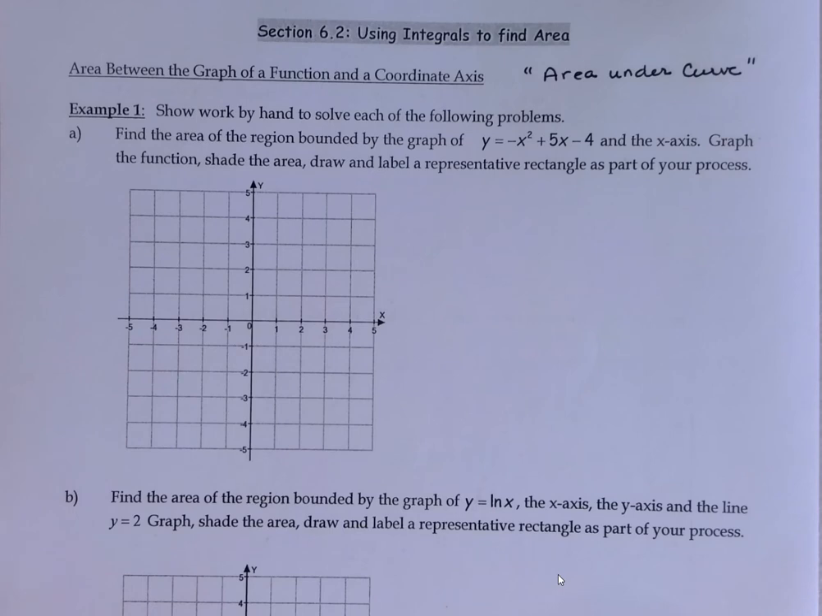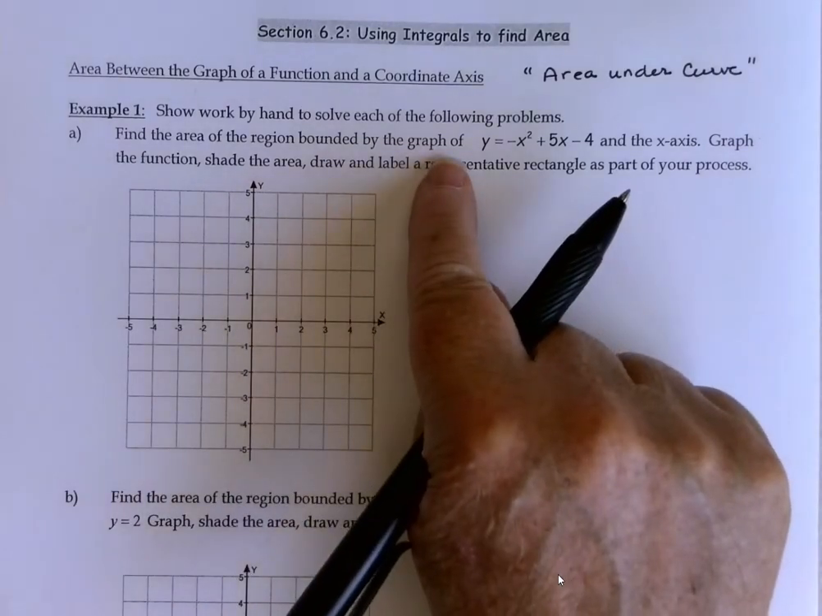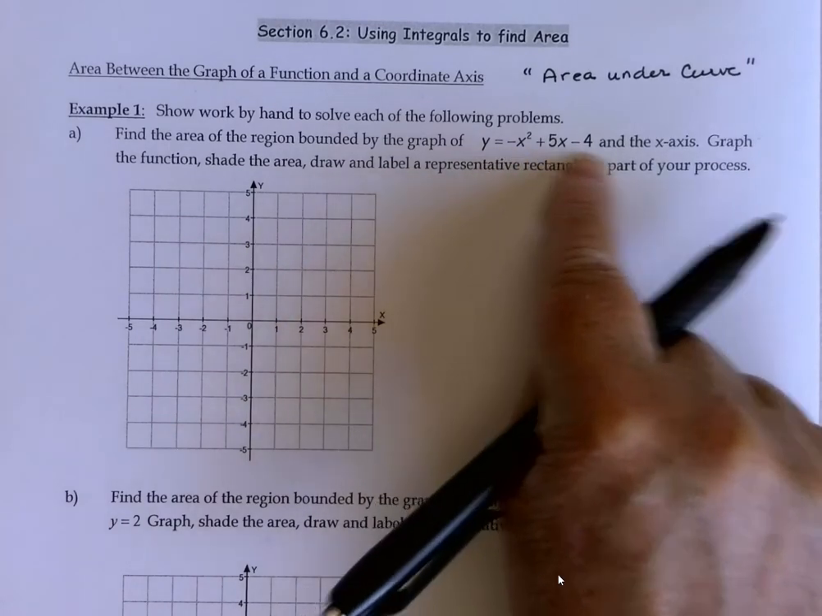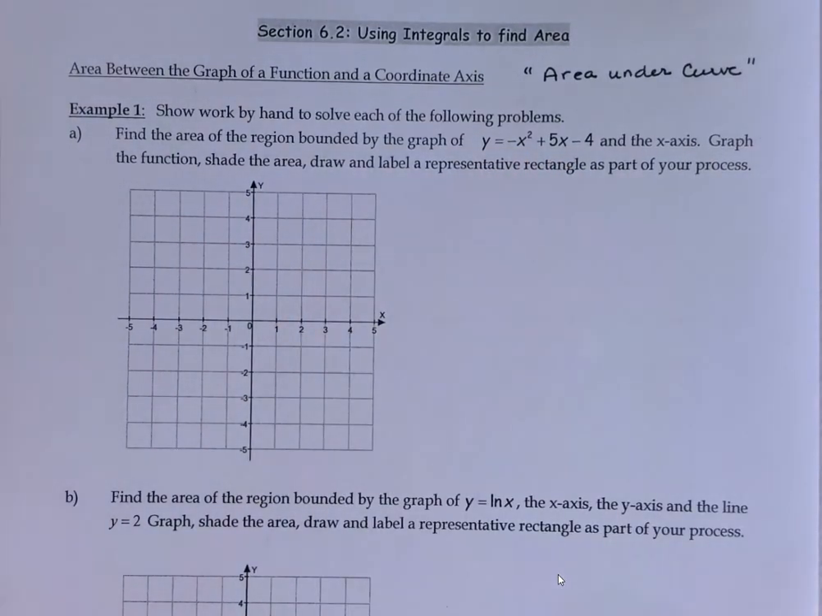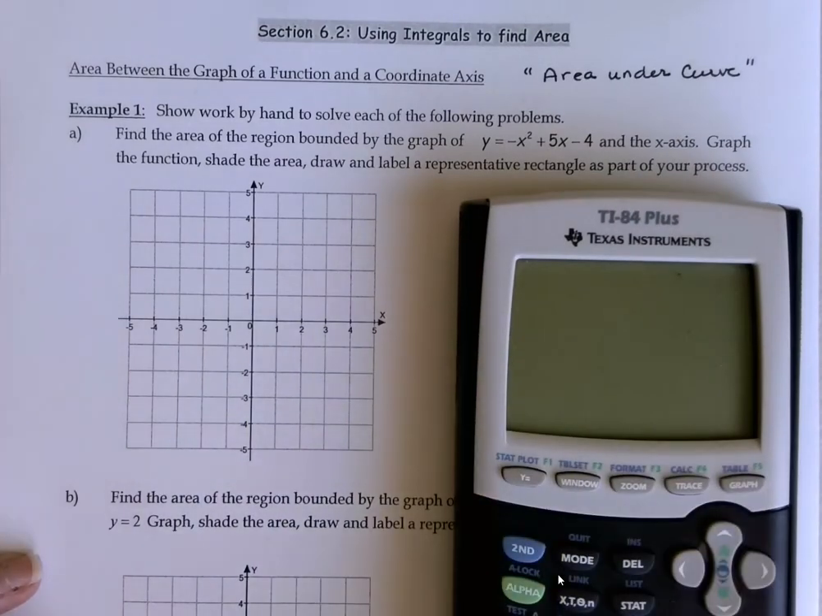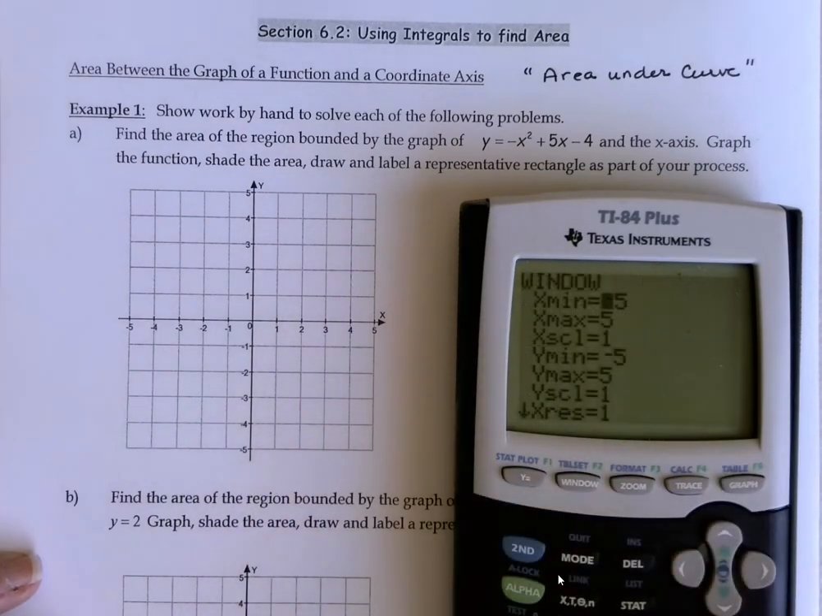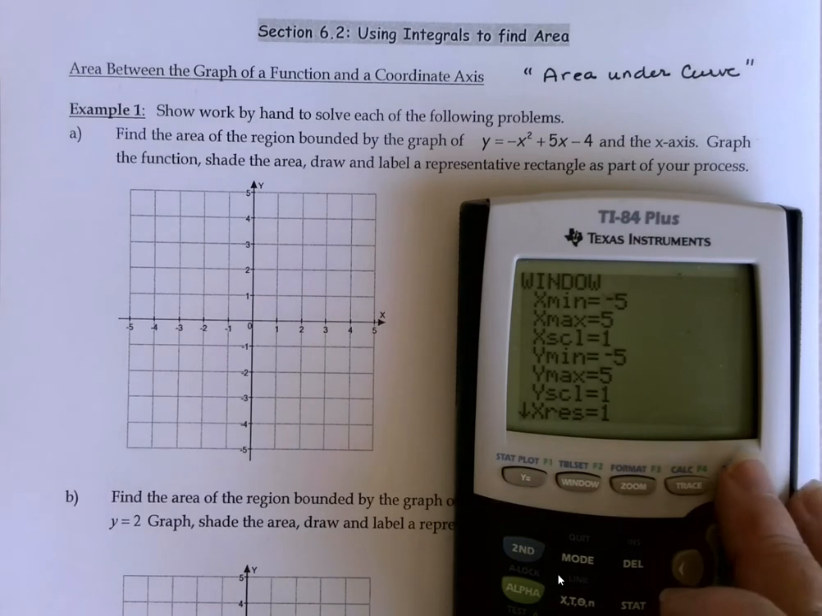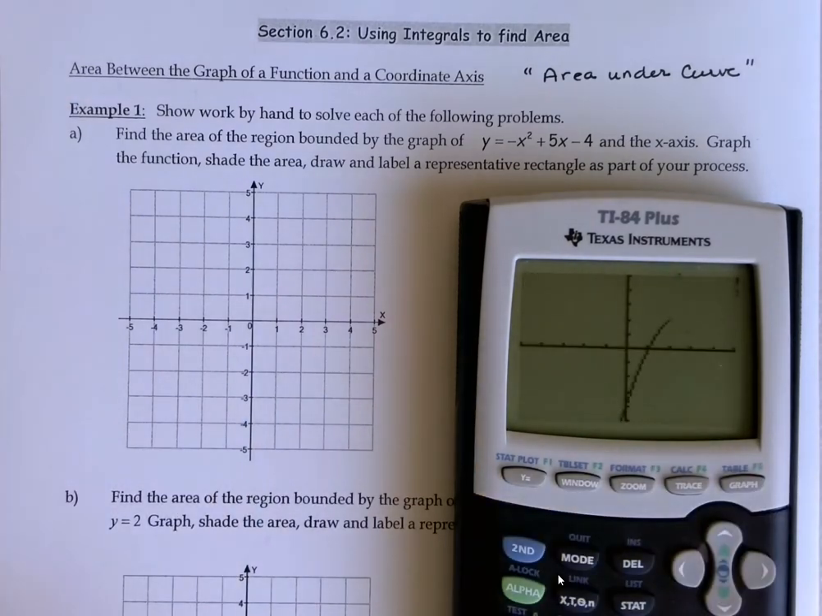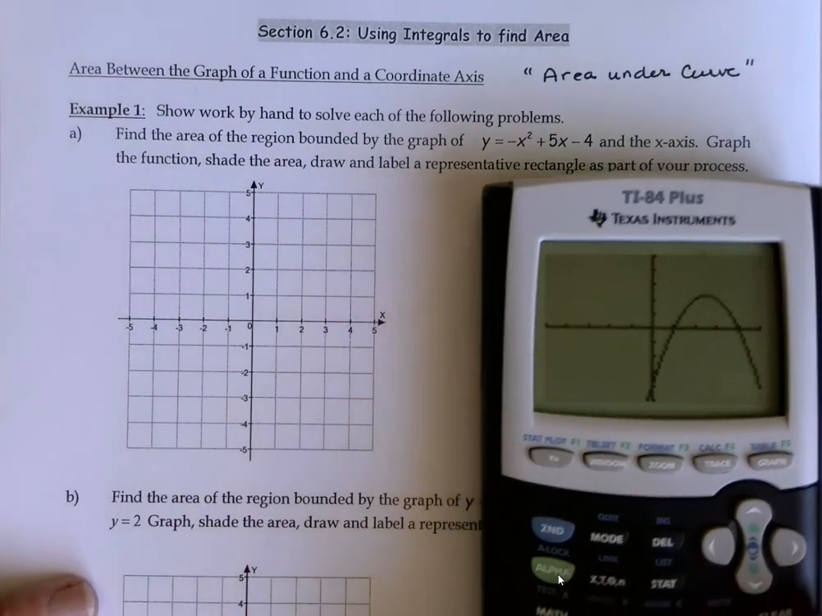In our first example, we want to find the area of the region bounded by this graph and the x-axis. Now, as far as graphing is concerned, you're welcome to use your calculator to help you. I can see that this is an upside down parabola. If I put it in my calculator, negative 5 to 5 looks like what I got here anyway. And there we go. So I'm going to sketch what I see.